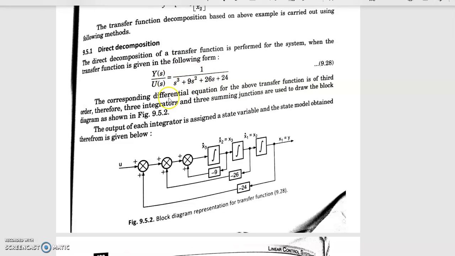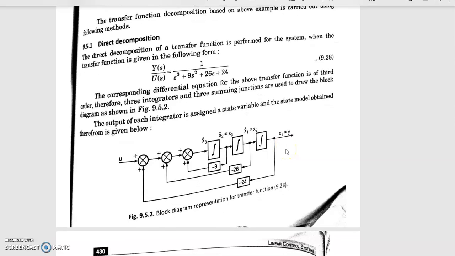Here the third order means a total of three integral terms, as the last one is the minus 24 term, next the minus 26 term, next the minus 9 term, and so on. Input again u, and output will terminate at y is equal to x1.